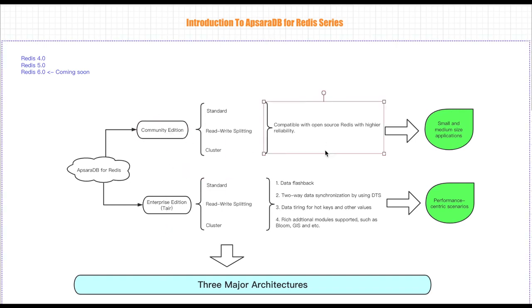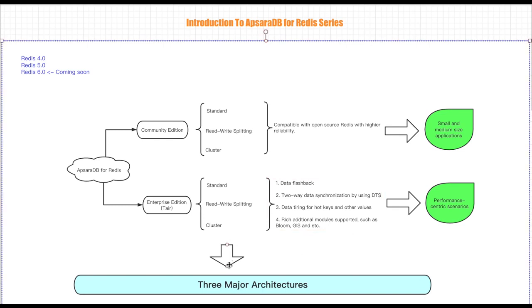Well, Community Edition is more suitable for small and medium-sized applications, with features that are compatible with open source Redis, but with higher reliability. And Enterprise Edition, Tair, is more suitable for performance-centric scenarios with features like data flashback, by which you can restore your data to any point in time, and two-way data synchronization by using DTS, Data Transmission Service on Alibaba Cloud, and data tiering for hot keys and other values. In this way, you can have a cost-effective solution. And last, rich additional modules are supported, such as BloomFilter, GIS, and others.